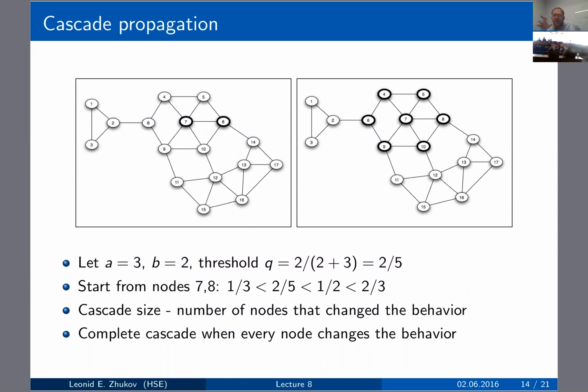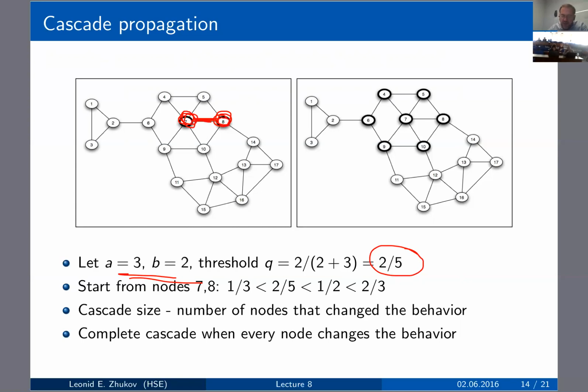Now, what we just saw was this little cascade that completely changed the opinion of 5 people. But as we noticed at the very beginning, when we just started talking about this subject, the structure actually dictates how far this cascade can propagate. And I'm giving you an example. We're still working with the same 3 and 2 bonus levels, and the threshold is 2/5.